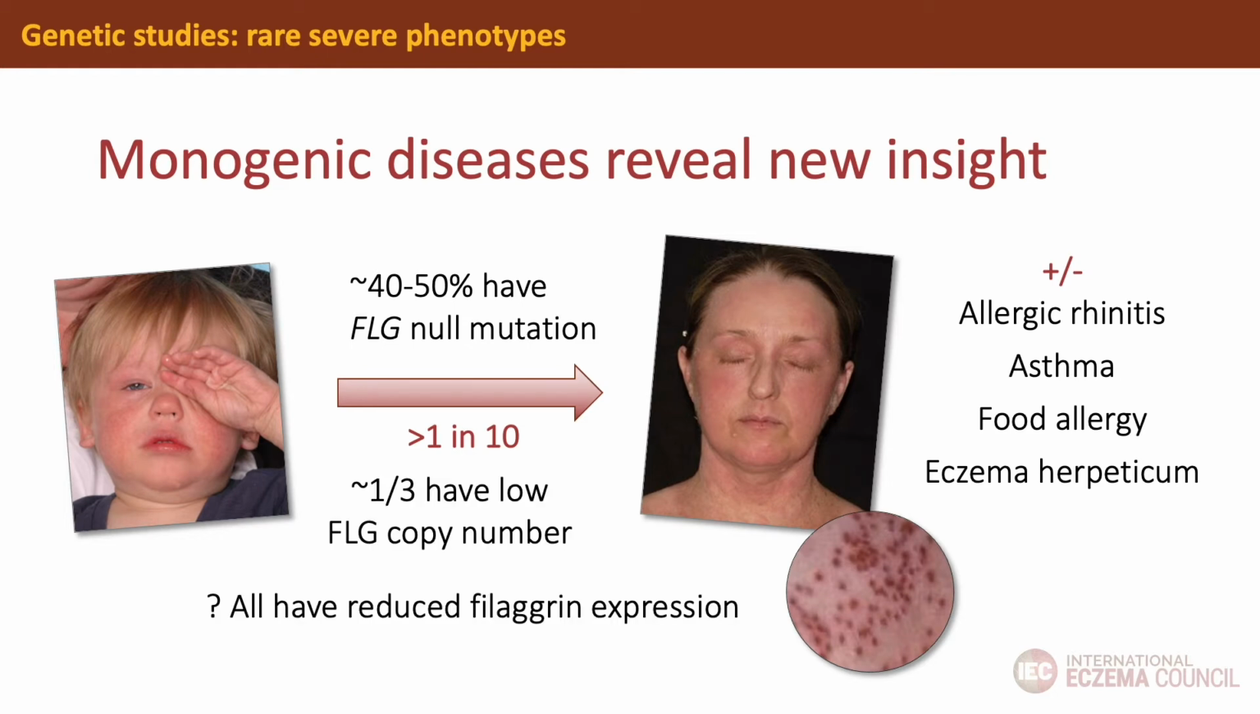But even in the children that don't have a loss-of-function mutation, we've shown that many of them have a lower copy number within the repetitive filaggrin gene. And putting aside these genetic variants, it's probable that really the majority of patients with atopic dermatitis have a reduced filaggrin expression at protein level, irrespective of their genetic predisposition, because we know that atopic inflammation itself reduces filaggrin expression. So this monogenic disease, ichthyosis vulgaris, has highlighted the central role of skin barrier dysfunction in atopic inflammation.